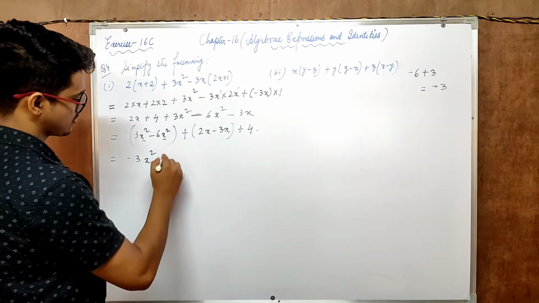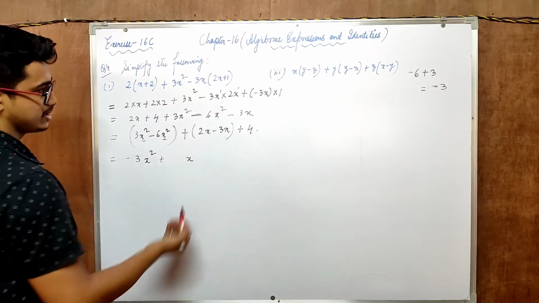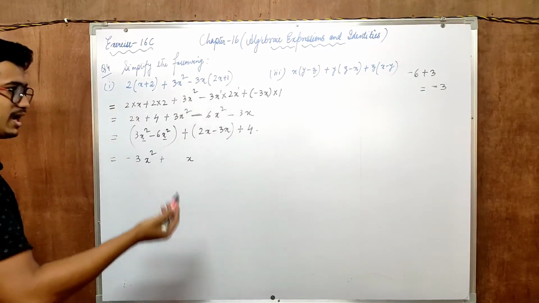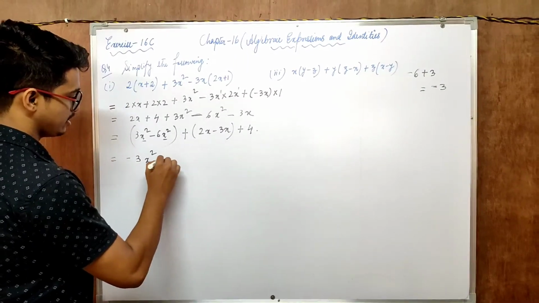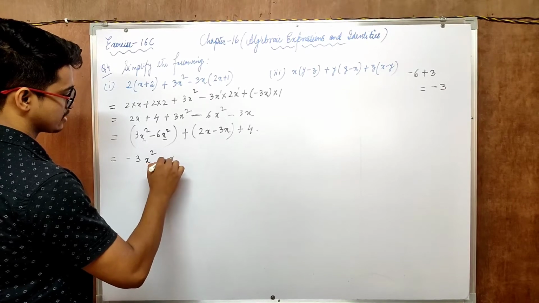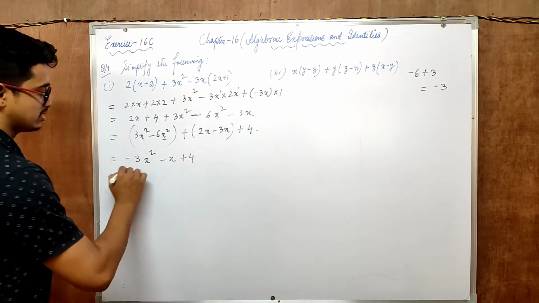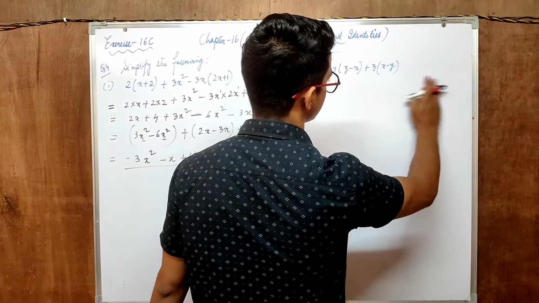After that the same process will repeat. X stays as it is, and now 2 minus 3, I know that 3 minus 2 is 1, but the larger number is 3 and the sign is negative. So in the answer also the sign will be minus x, and plus 4 will stay as it is. So that is the net result, that is minus 3x square minus x plus 4. Simple and easy way to do it.